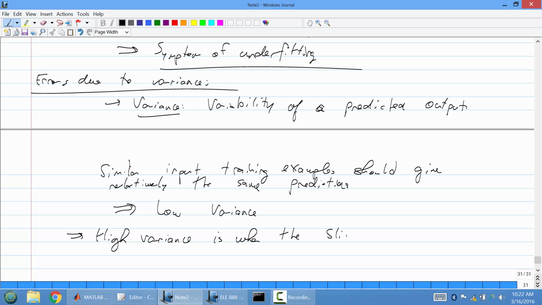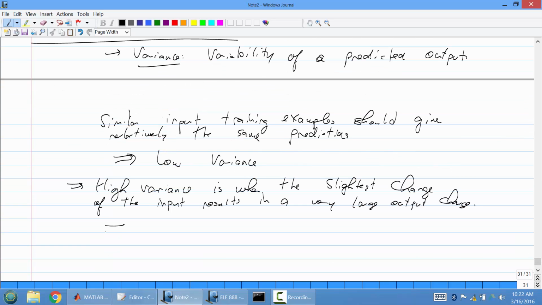The slightest change of the input results in a very large output change. Okay? And this is what's known as high variance, and this is a symptom of overfitting.